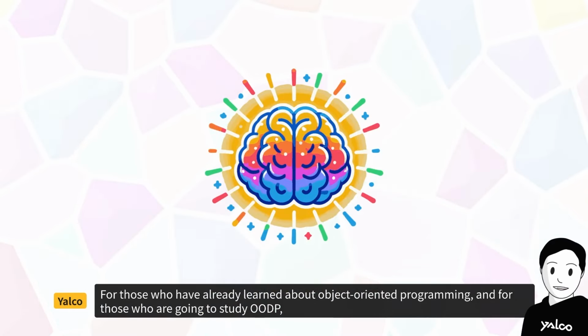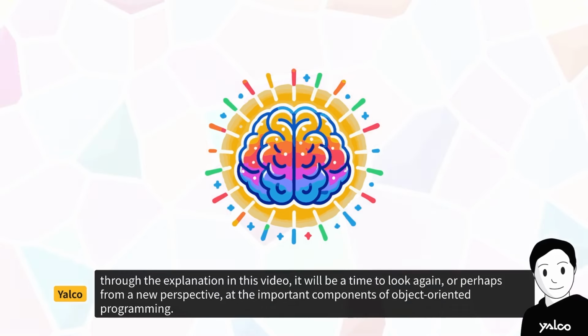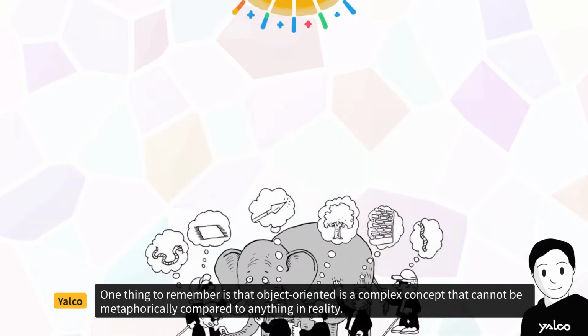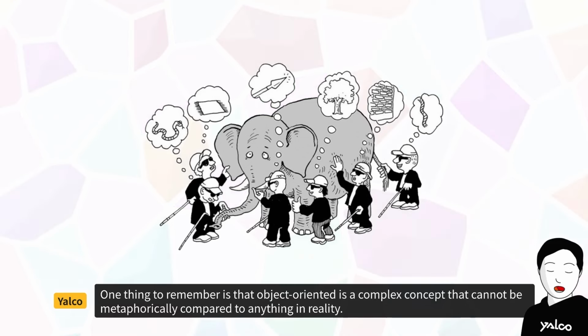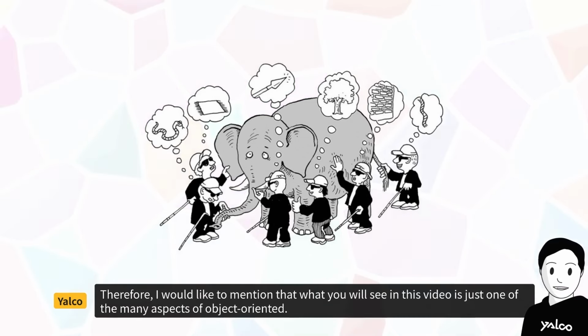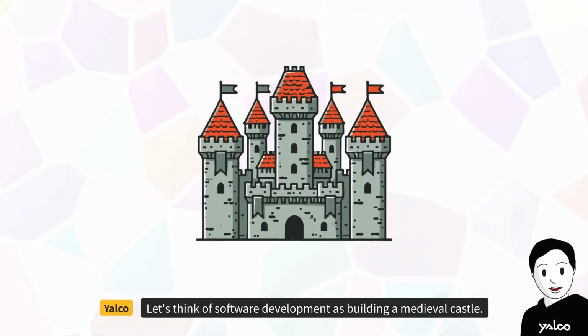For those who have already learned about object-oriented programming, and for those who are going to study OODP, through the explanation in this video, it will be a time to look again, or perhaps from a new perspective, at the important components of object-oriented programming. One thing to remember is that object-oriented is a complex concept that cannot be metaphorically compared to anything in reality. Therefore, I would like to mention that what you will see in this video is just one of the many aspects of object-oriented programming. Let's think of software development as building a medieval castle.